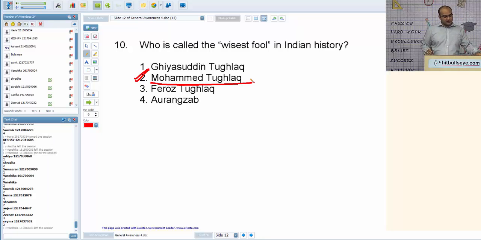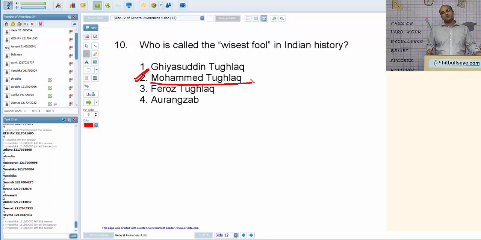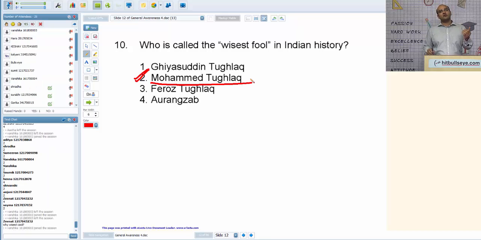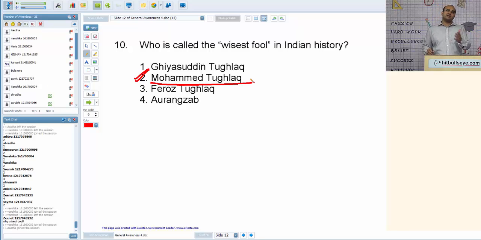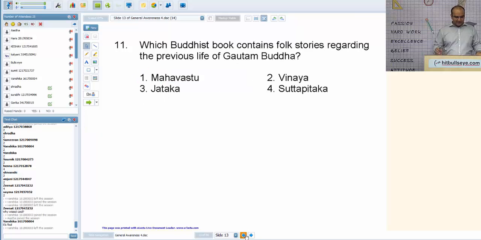Right? So he tried to shift his capital from Delhi to Daulatabad. The idea was to save it from attacks from northern India, from the Mongols. So he did all that effort, took 3 years to shift the capital there, and then decided to come back. There was a lot of loss of life and property due to this particular move, and other moves also that he made, which is why he earned this title. The title is wisest fool, not cool, although that would be a great title as well.